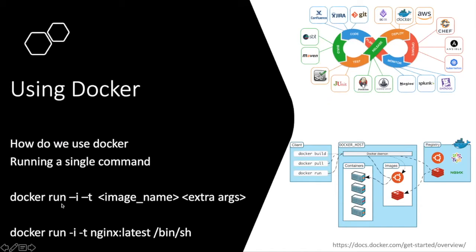So you say run, and then you pass some flags to the run command itself, and then you pass it an image name. When you say an image name, it could be the application you have deployed or you want to develop or something of that sort. You could have your own images, and then you could pass extra arguments to these images. So I've given you an example below. It says docker run -i -t nginx:latest and then /bin/sh.